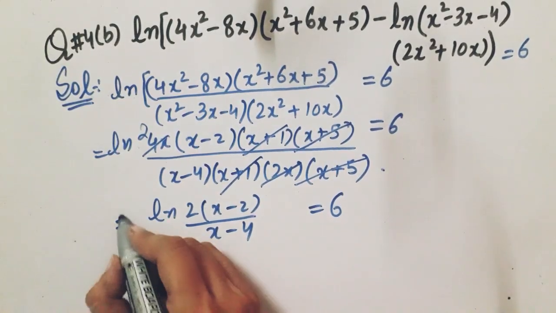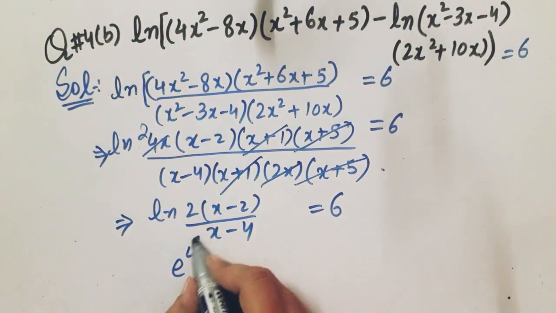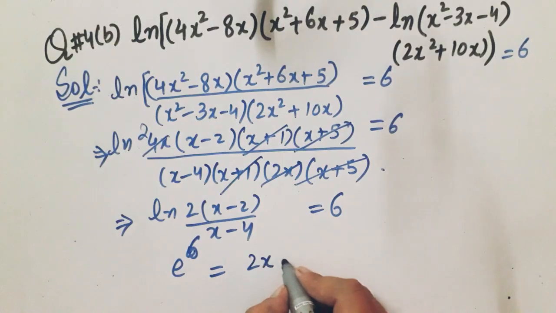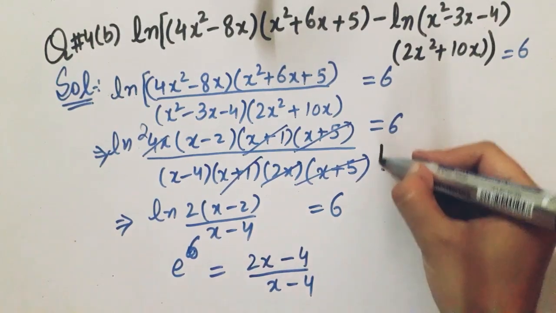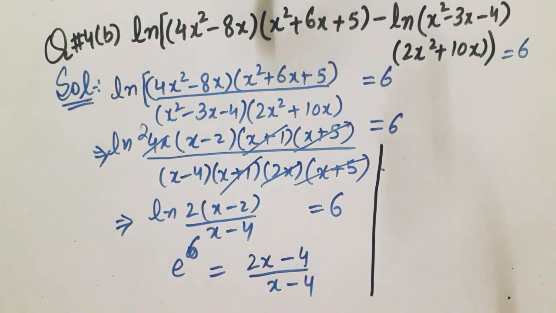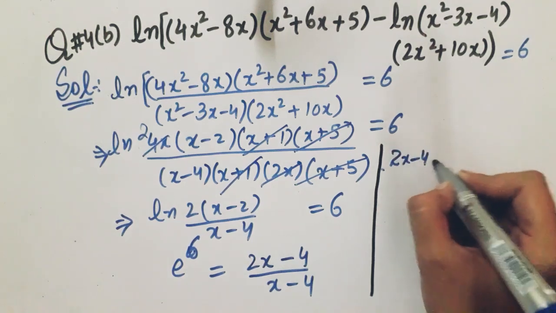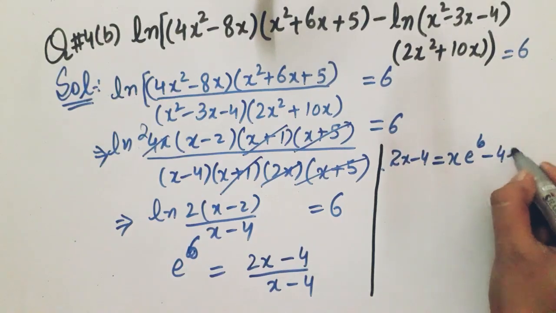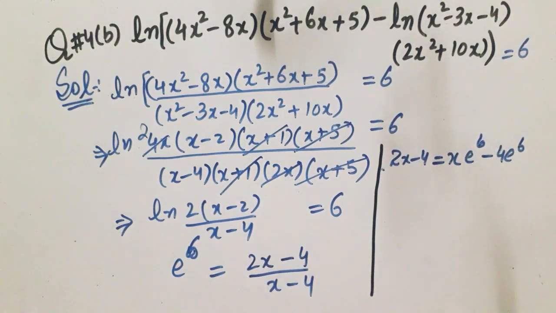So we will solve this as: take e on both sides. So e raised to power 6 equals (2x − 4)/(x − 4). Now we will easily solve for x, that is 2x − 4 equals x·e⁶ − 4e⁶. You have to find the value of x.